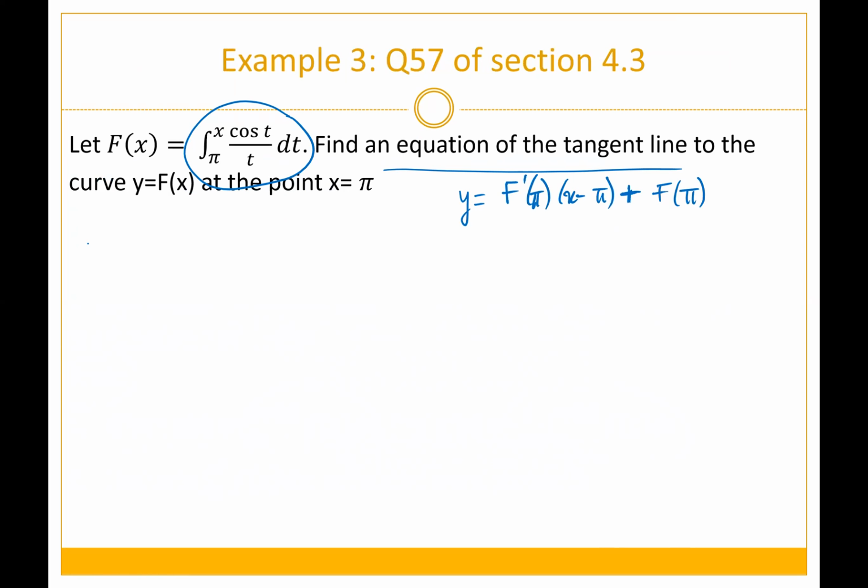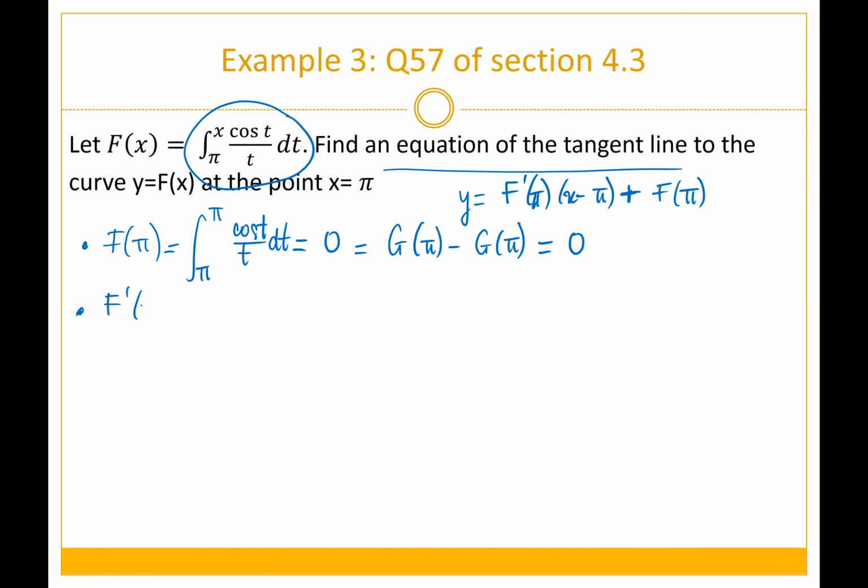So first we want f of pi, you plug in pi. It's the integral from pi to pi, which is going to be just 0. Because if you have g as the antiderivative of this function, then you have g of pi minus g of pi, which is just 0.